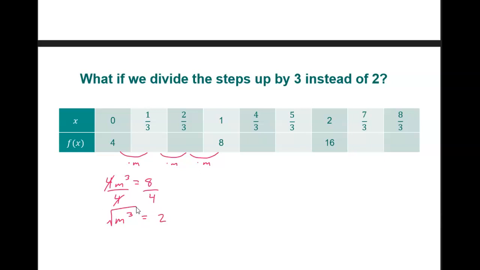And now we need to cube root both sides to get rid of that cube. The cube root and the cube are going to cancel. We will get m equals cube root of 2. Okay, so that is the number we're multiplying by each time. We're going to need to multiply by cube root of 2. And once again, this is just 4 cube root of 2.